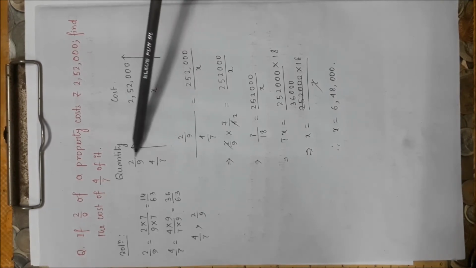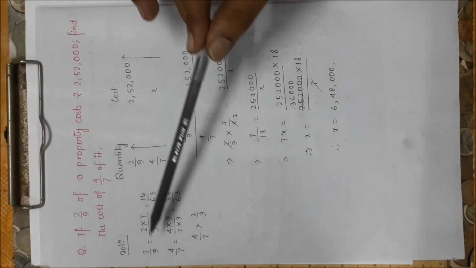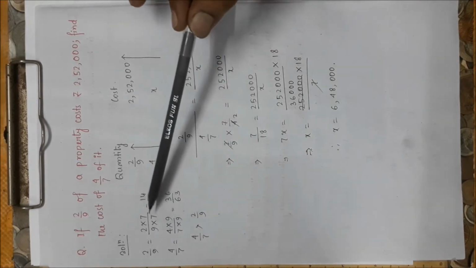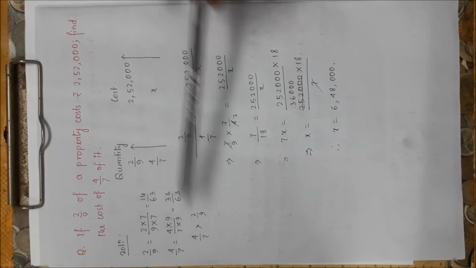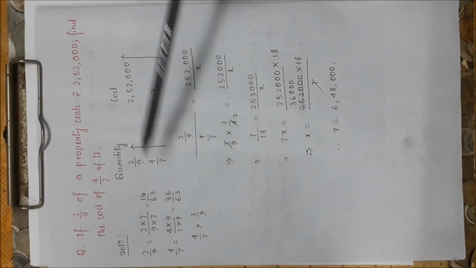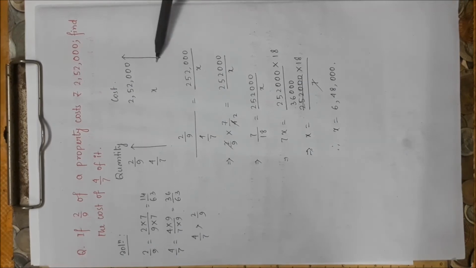So first we need to check which fraction is greater. That means we want to check whether the quantity is increasing or decreasing. If you see the calculation, we convert it into equivalent fractions and we find out that 4 by 7 is greater than 2 by 9. That means the quantity is increasing. If the quantity is increasing, then the cost is also going to increase.